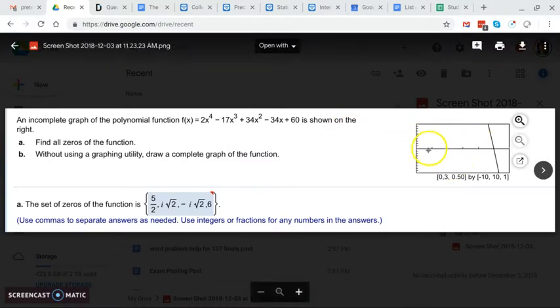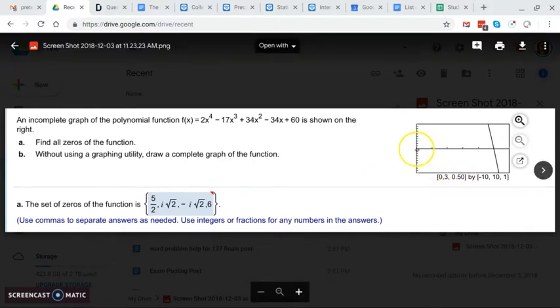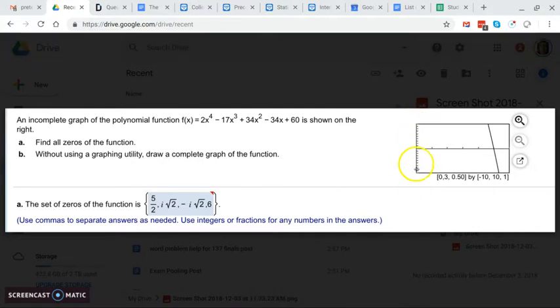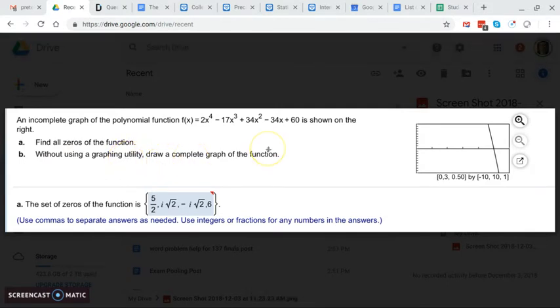graph. It's like a little snapshot of part of the graph, and all of these numbers down here just tell us that this goes from 0 to 3 with a scale of half. So this is 1/2, 1, 1.5, 2, 2.5, and from -10 down here to 10 at a scale of 1. And then we're asked to find all the zeros of the function, and without a graphing utility, draw or complete the graph of the function.